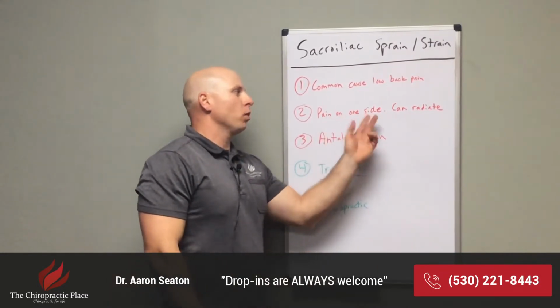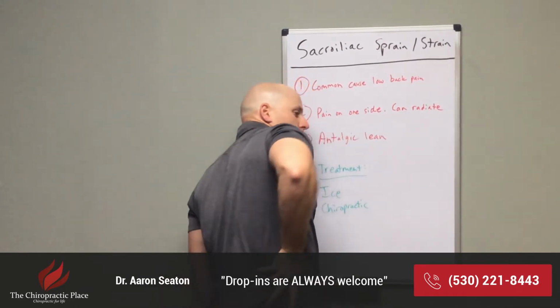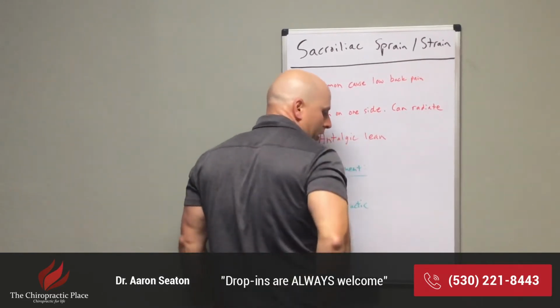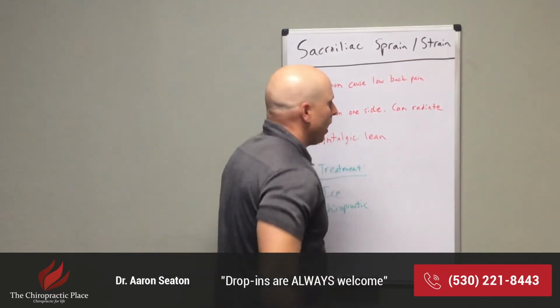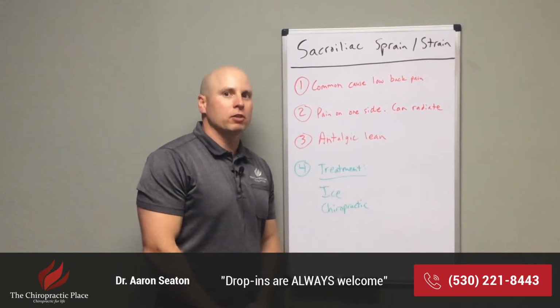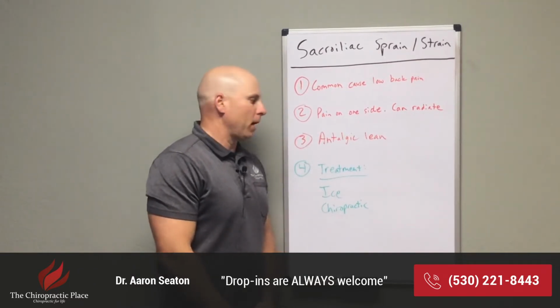Usually the pain is on one side. This pain can radiate. Typically the pain can radiate up into the lower ribs. It can also kind of come into the buttock area. That's the real classic signs of sacroiliac sprain strain. And like I said, most common thing that we see causing low back pain.